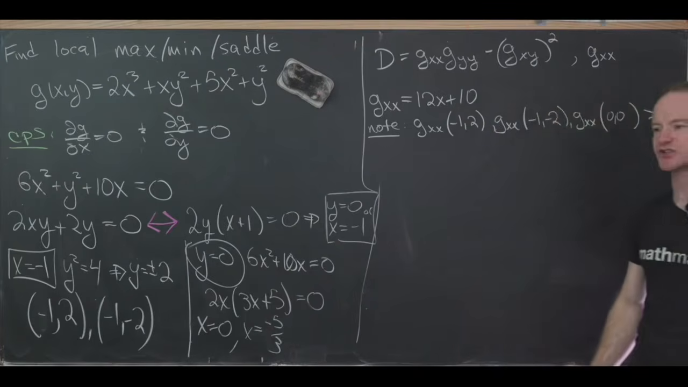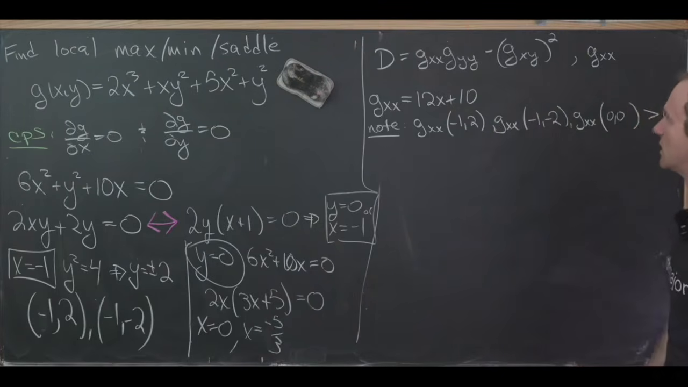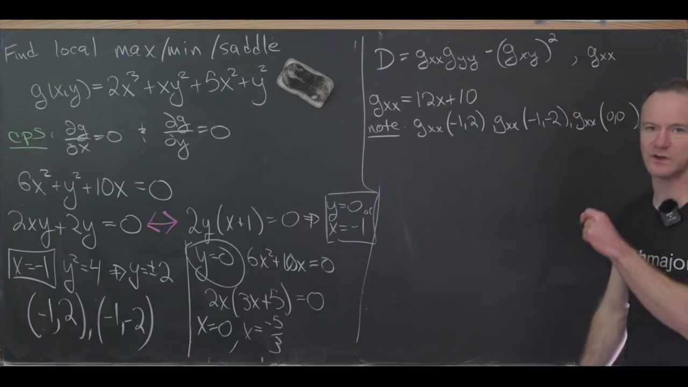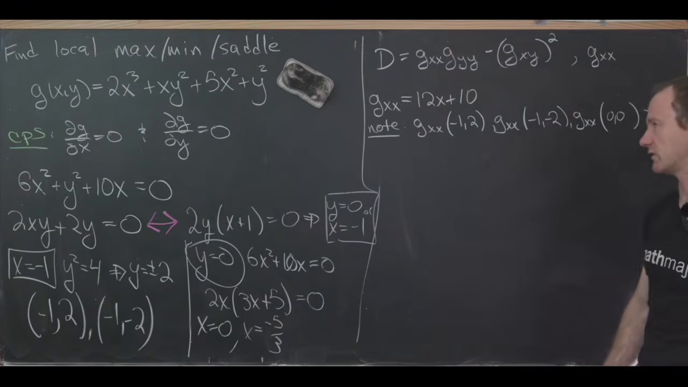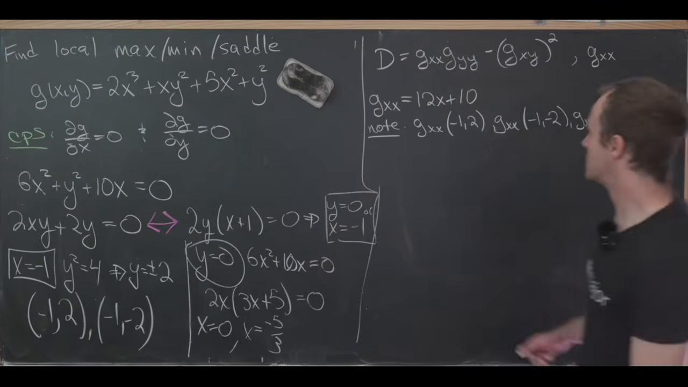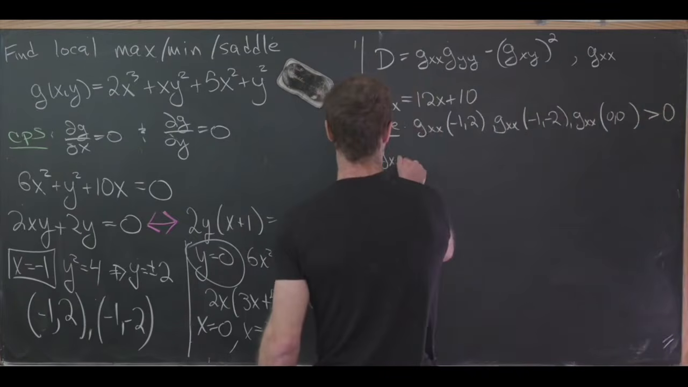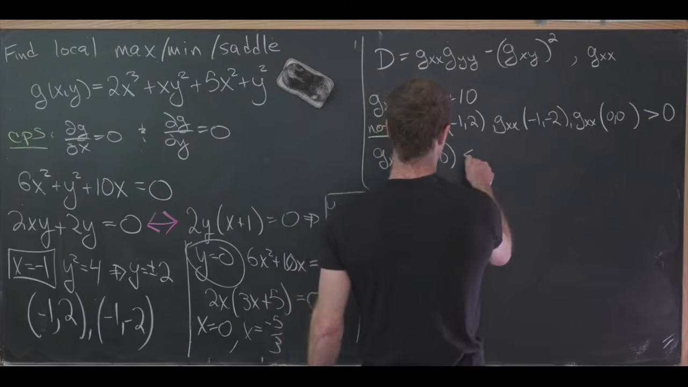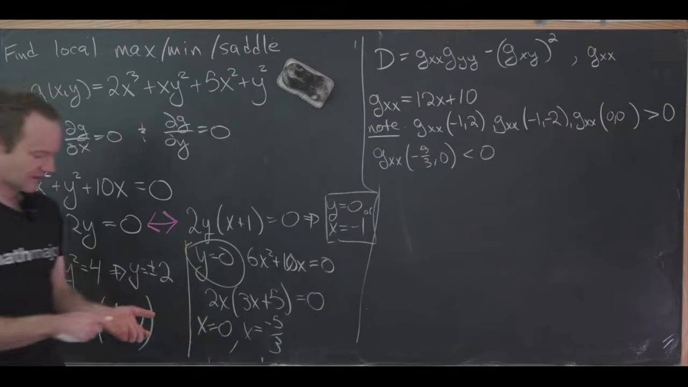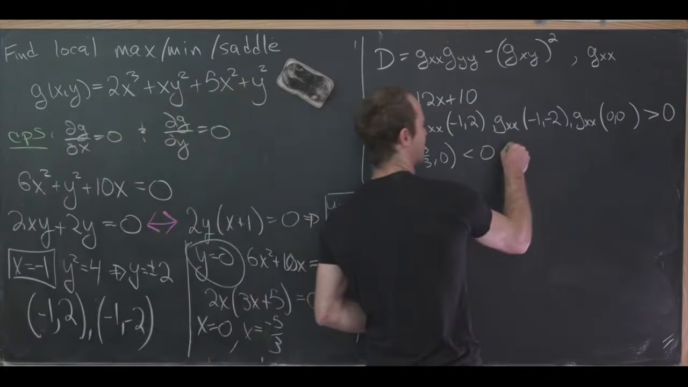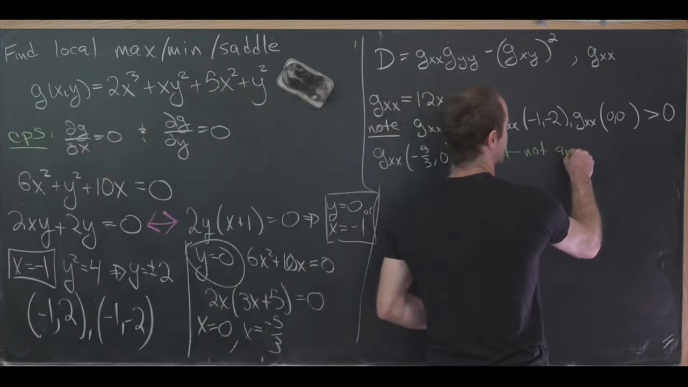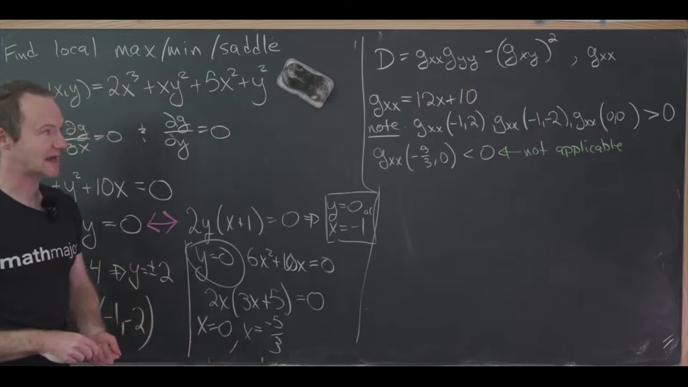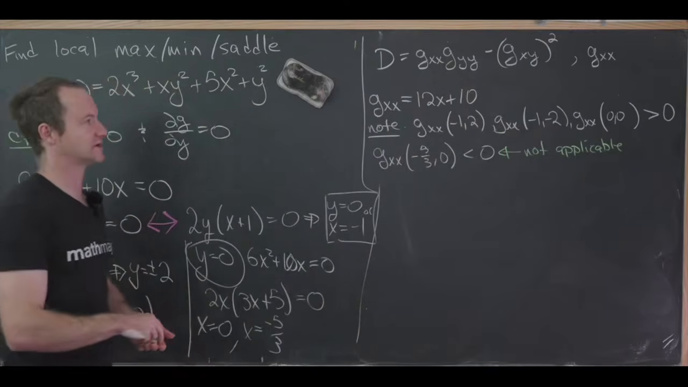That means that we can start thinking about the second derivative test. If this thing is negative or 0, we can't really work with the second derivative test in this form. So in this case, gxx at -5/3, 0, that is less than 0. So that means that the test is not applicable. So that means we'll focus on these 3 remaining critical points.